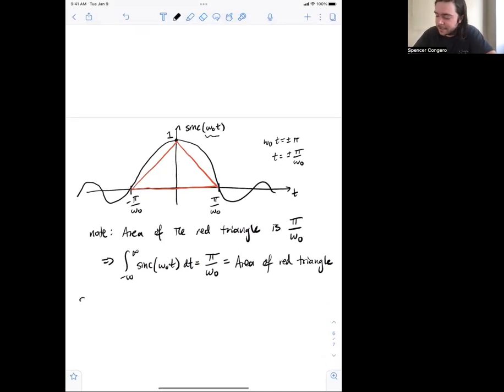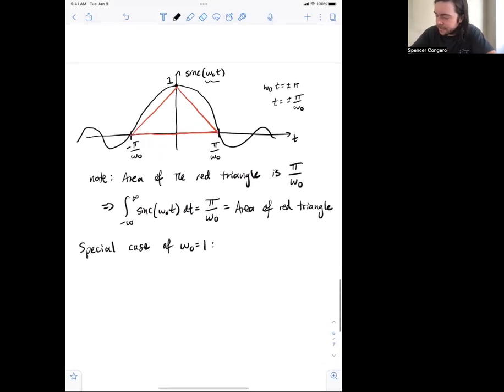So pretty cool. And also we can even look at the special case of omega naught equals 1. What do we get? Well, in that case, we get the integral of sine of t over t, which could be a tough integral to do by other means, but this Fourier transform method is pretty easy, right? You plug in 1 there, you just get pi. Pretty cool. So the integral of just sine of t over t from negative infinity to infinity turns out to be pi. Okay, so pretty interesting.